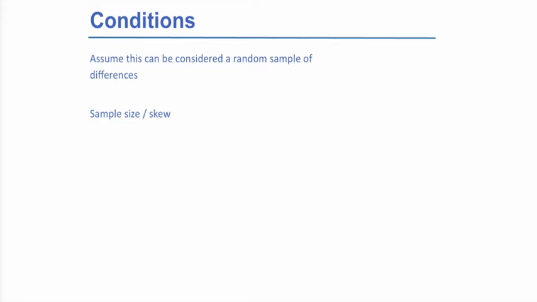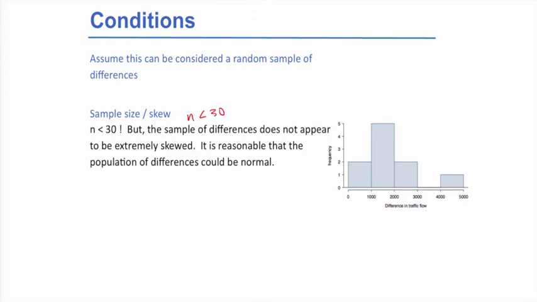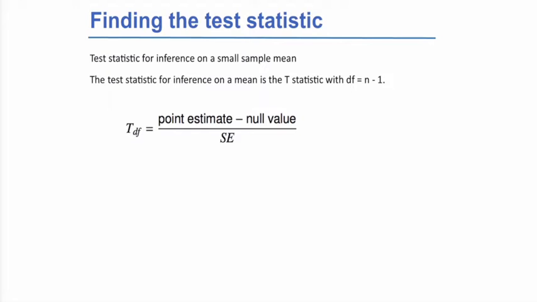Our n is less than 30. N is less than 30, and we don't know the population, so we would have to check for skew and outliers. It's maybe a little bit skewed, but it's not extremely skewed. This does not look big enough, does not far enough out to be an outlier. So it's reasonable. The population of differences could be normal. We're going to go with it.